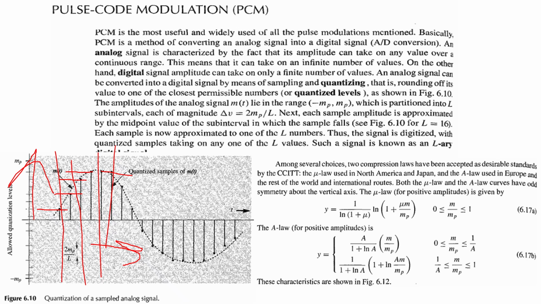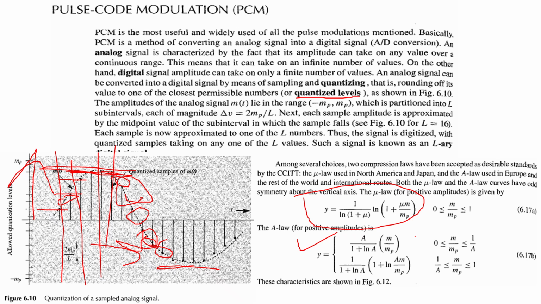And this gap here may be non-uniform or uniform. If it is uniform, that is the very simple case, and for the non-uniform case, you can vary this gap depending on the variation in the amplitude. This gap is also called the quantization level. If you are varying it, that is called companding. There are two laws, A law and mu law, and based on that you can vary.